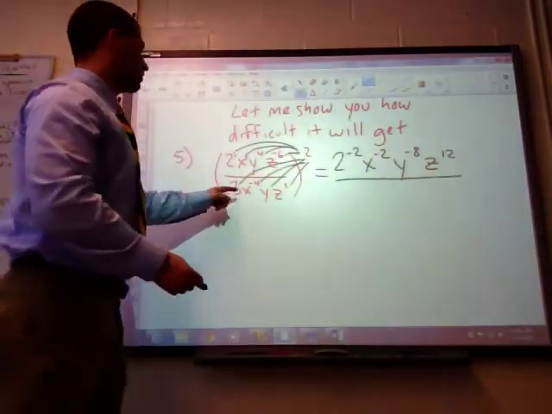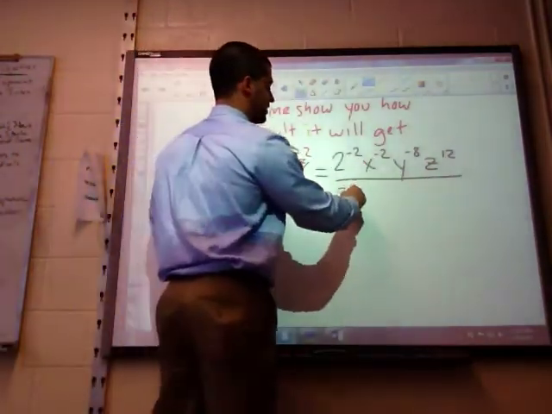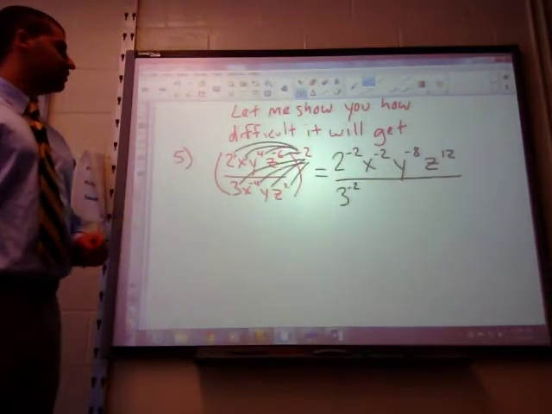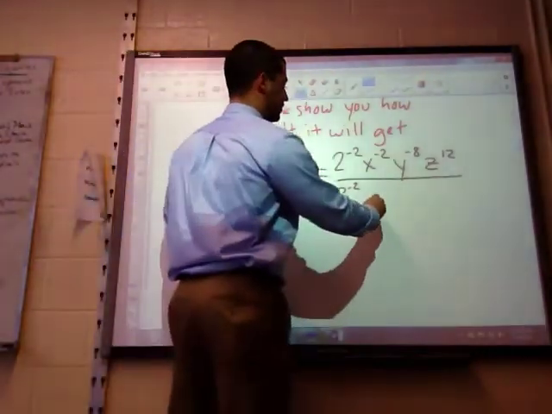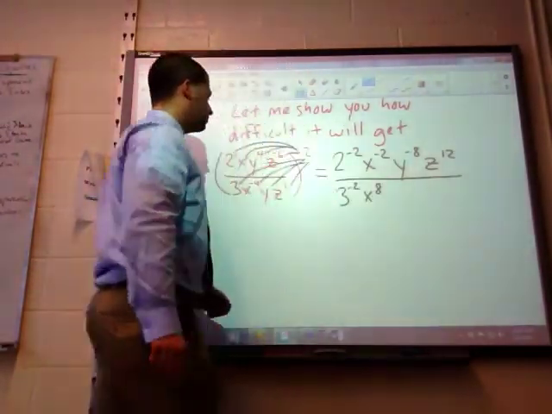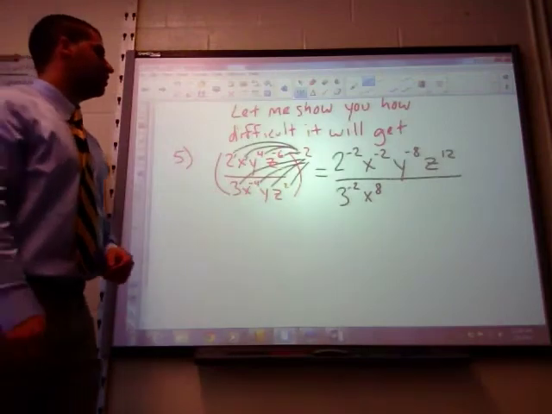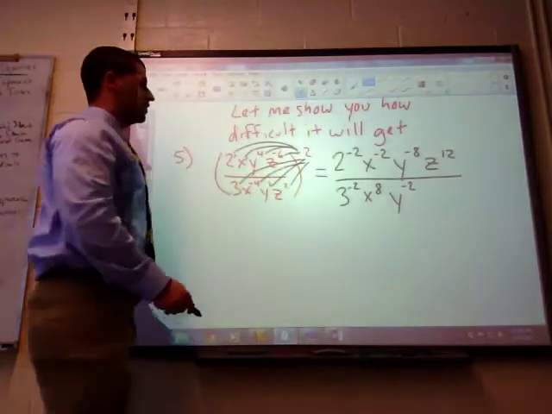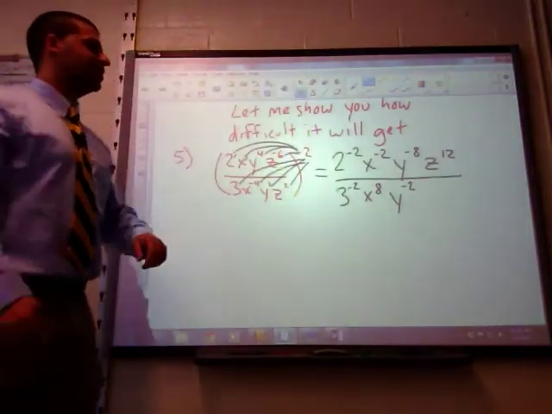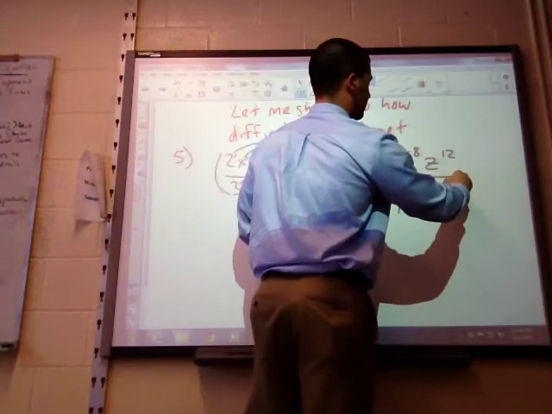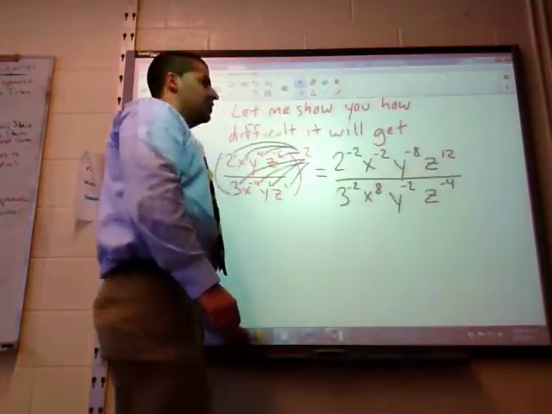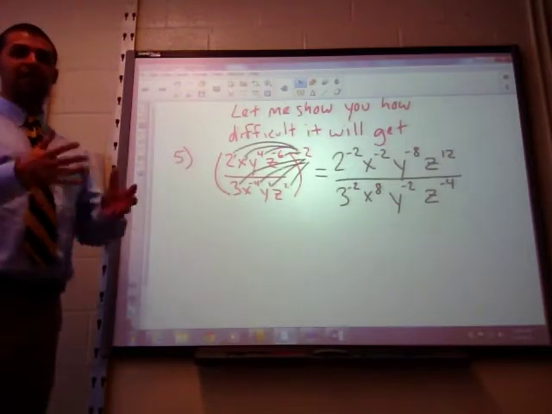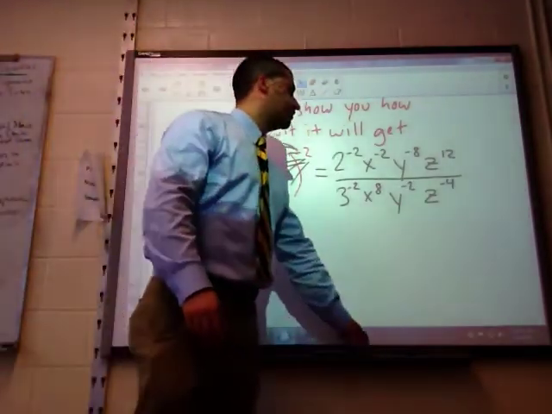On the bottom, 3 is to the first power, so that's 3 to the negative second. Sometimes your numbers are going to have exponents too. You just do the same process. X to the negative 4th. Negative 4 times negative 2 is x to the 8th. Y to the negative 2. 1 times negative 2 is negative 2. Z to the second times negative 2 is z to the negative 4th. Not bad, right? I mean, it's a lot of work, but in the end, it wasn't all that difficult. I mean, it's a lot, but it's not that difficult. It's just a simple multiplication.